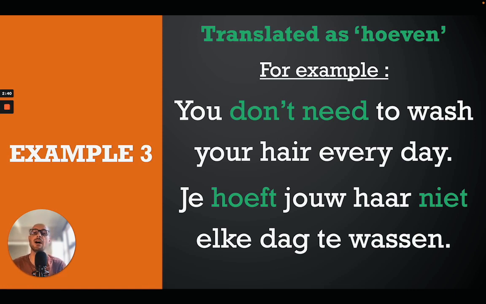We'll take a look at our third example. Now, hoeven implies more like should and ought to. Bear in mind, this is not a straightforward translation between Dutch and English. There is a little bit of a difference between hoeven and should and ought to, but they're quite close. To clarify this example, I would like to use these translations. You don't need to wash your hair every day, so it's basically, you shouldn't wash your hair every day. You oughtn't wash your hair every day. And that would be the translation.